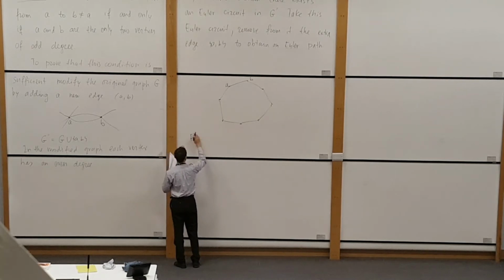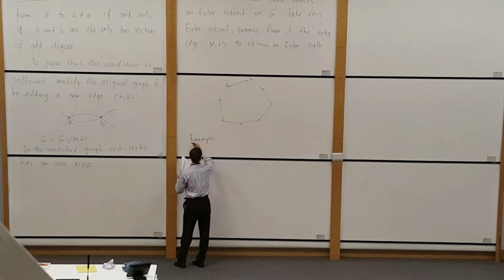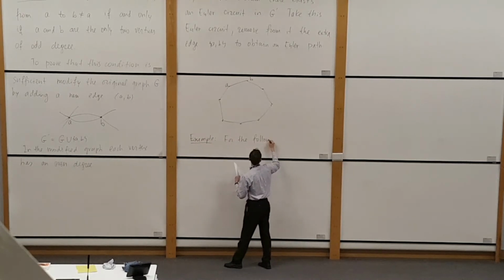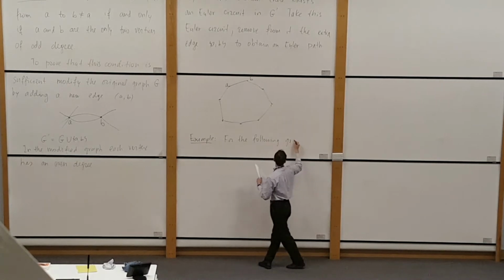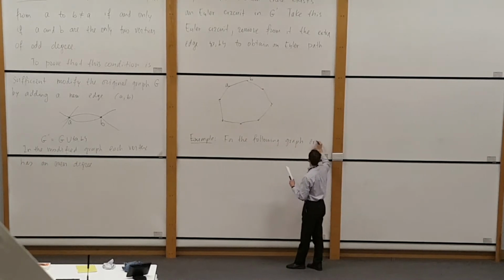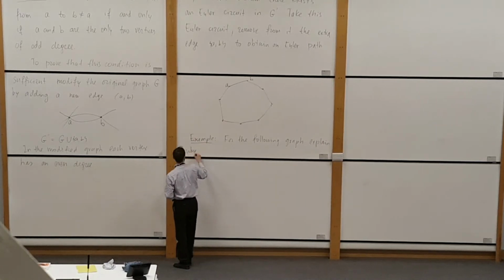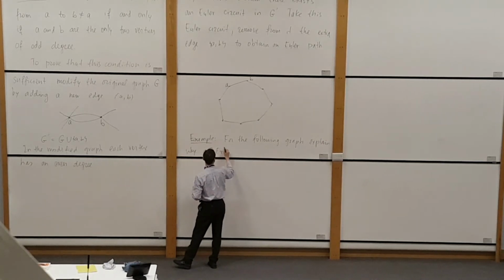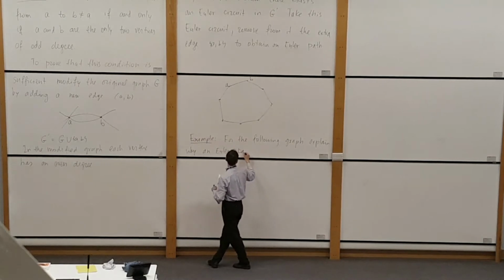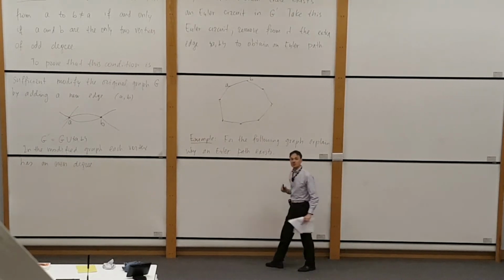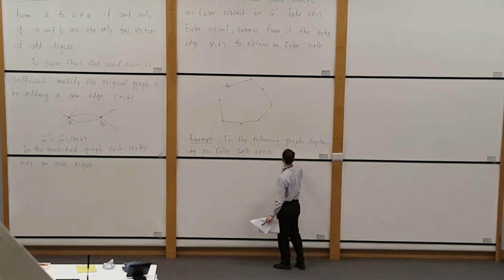I'll give you an example. For the following graph, explain why an Euler path exists and use Fleury's algorithm to find it.